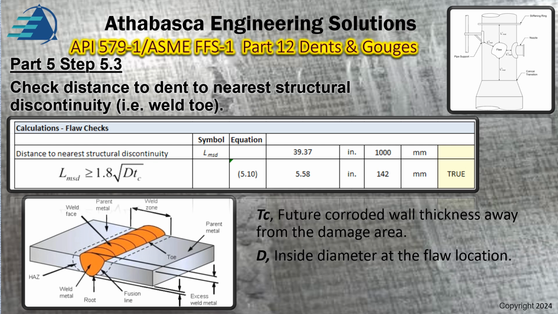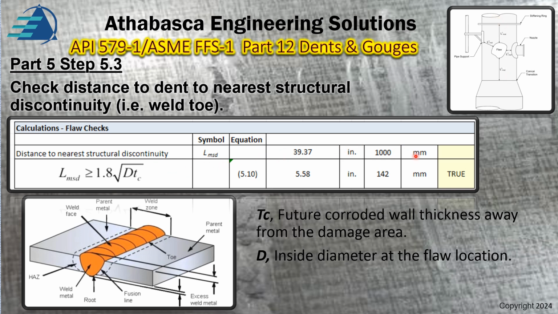Part 5, step 5.3 is a very familiar one, and we've seen this in previous videos for dents, gouges, dent gouge combinations, and any other flaw. We have to check that the flaw is sufficiently far from a part of the vessel or tank that can stiffen the part. The calculation for a level 1 assumes that it's a flexible type of vessel, and that's just to keep the math simple. Basically you take the length from over here to over here, sum all those, and find the minimum one, right?